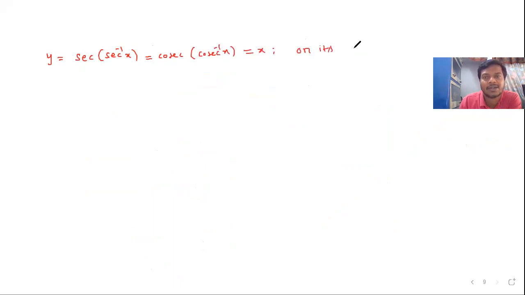Let us see the next two graphs. y equal to secant of secant inverse of x and cosecant of cosecant inverse of x equal to x on its domain only.